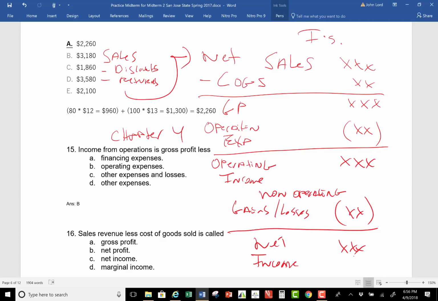Okay, so what happens? We have our net sales minus our cost of goods sold gives us gross profit, minus operating expenses gives us operating income. Then we take our non-operating items, gains and losses, things that are not the normal course of business, like Nordstrom selling cash registers, and that difference is what? Net income. So income from operations is gross profit less what? Operating expenses, like salaries, that kind of thing.